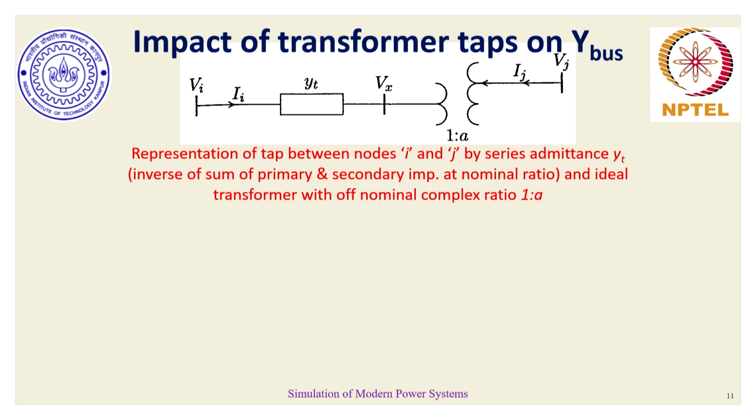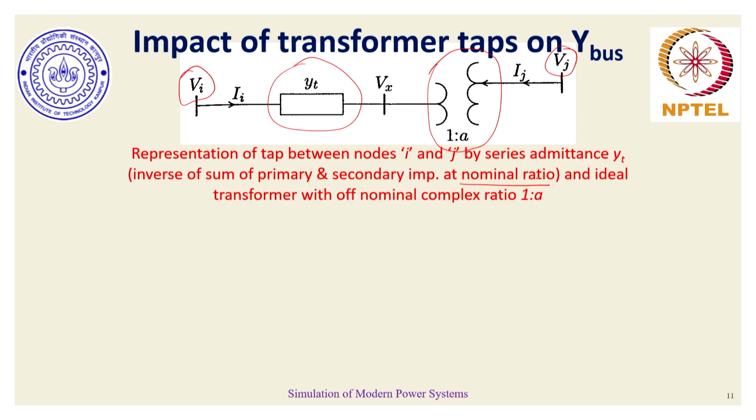Let us say we have a transformer which is present between node I or bus I and bus J, whose voltages are Vi and Vj with respect to some reference node. The transformer has a tap effect and also has a nonlinear or a lossy component represented by a series admittance called Yt, which is effectively the overall primary and secondary side impedance, both the winding resistances and leakage reactances evaluated at the nominal position of tap.